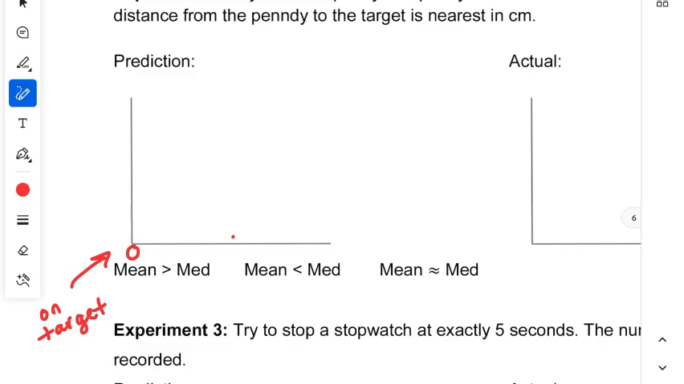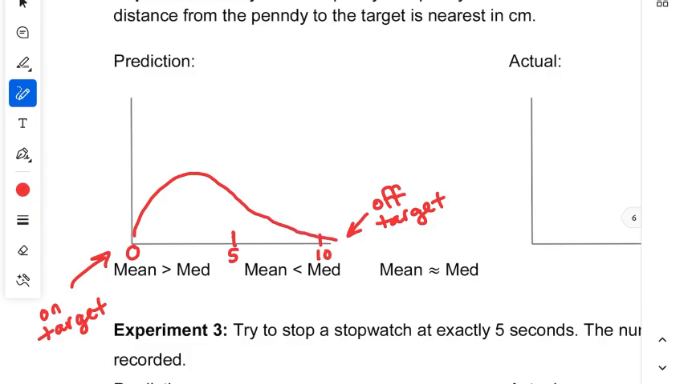And then let's say you count the centimeters. Let's say this is 5 centimeters. This is 10 centimeters away. So this is really far away. This is super off target. So the majority of them will be around 0, but it'll kind of taper off when you get further away. So this would be right skewed.